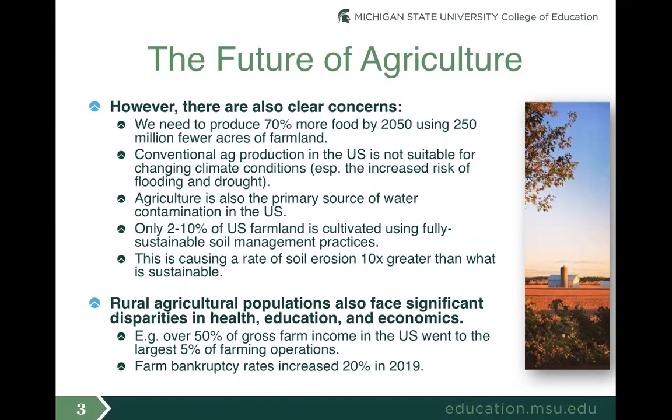And we know that conventional egg production in the United States is not well prepared for changes to precipitation that are coming. We also know that American agriculture is a leading cause of water contamination, and that most farmland is not cultivated using sustainable soil management practices, leading to a very high rate of soil erosion.